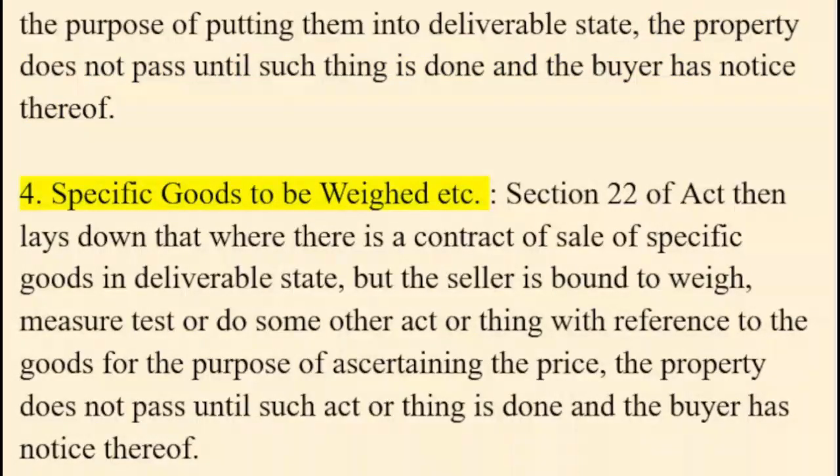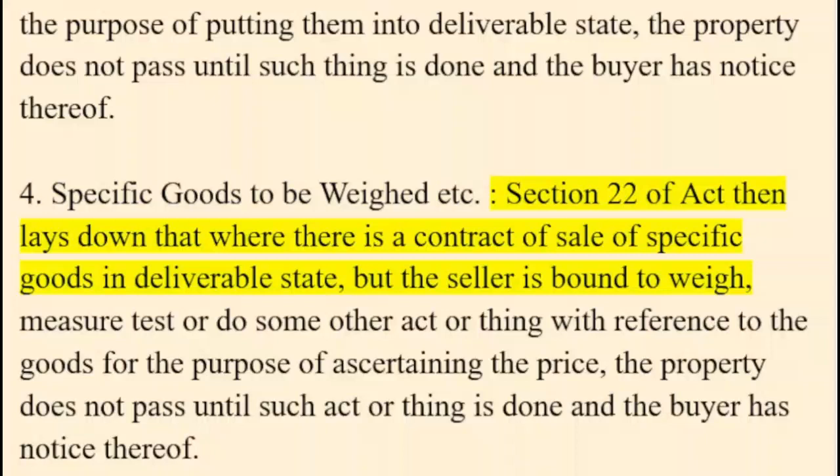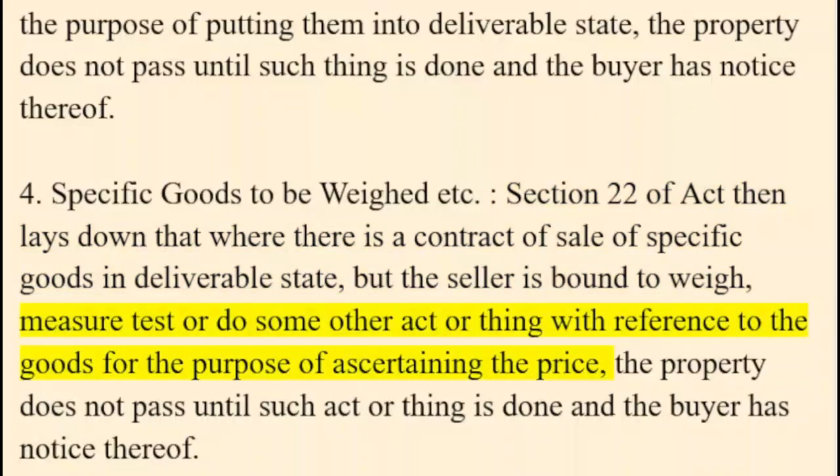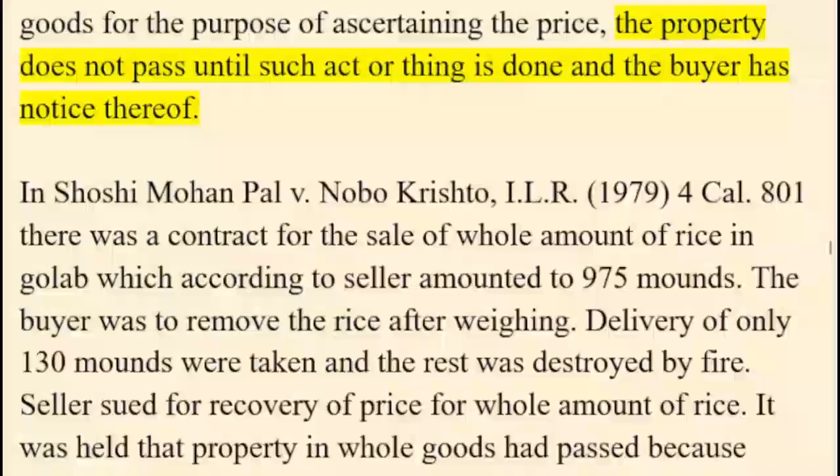4. Specific goods to be weighed etc. Section 22 of the Act then lays down that where there is a contract of sale of specific goods in deliverable state, but the seller is bound to weigh, measure, test or do some other act or thing with reference to the goods for the purpose of ascertaining the price, the property does not pass until such act or thing is done and the buyer has notice thereof.